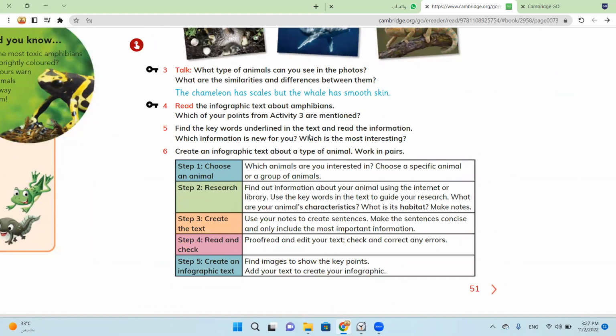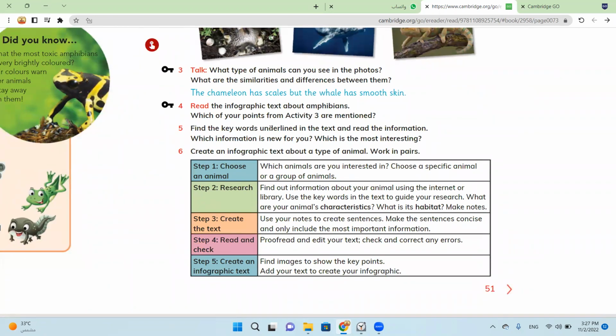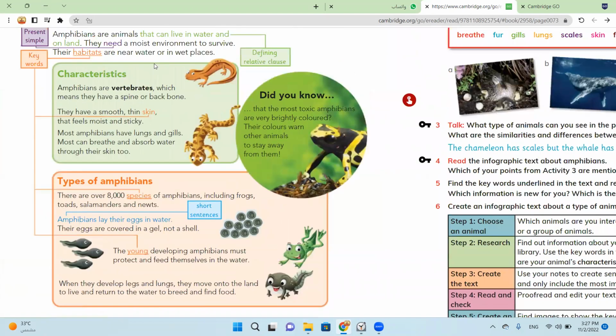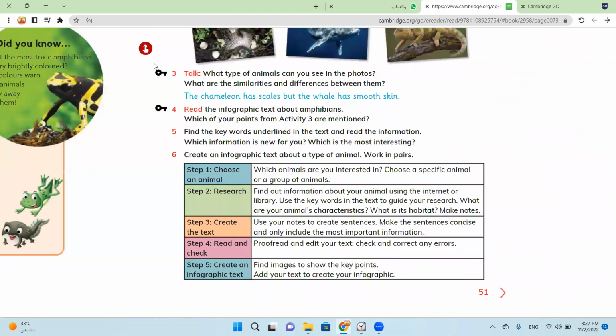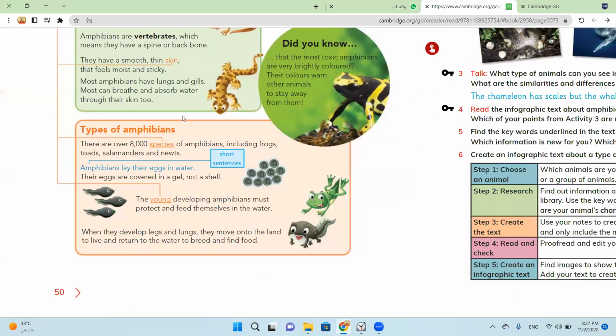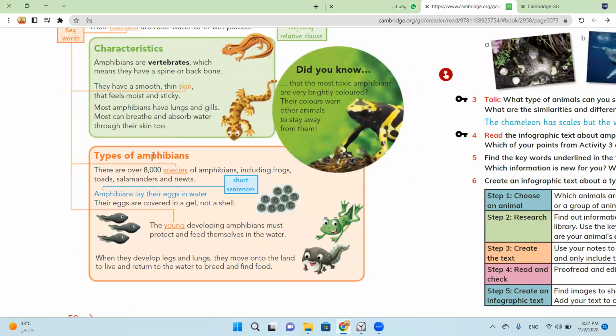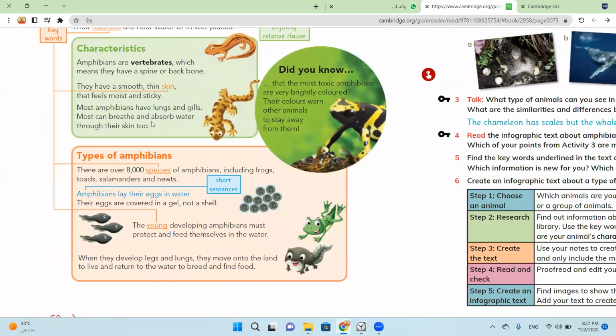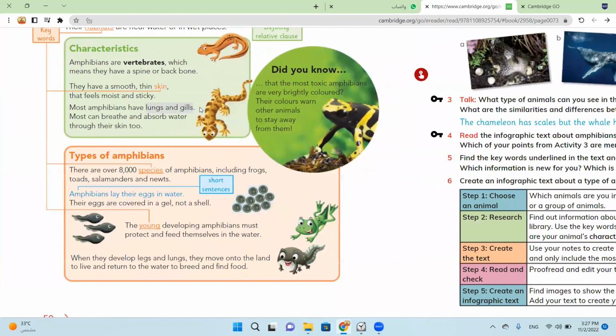Find the keywords underlined in the text and read the information. Which information is new for you? Keywords underlined like species, young, which is the most interesting. So you can read again the characteristics and types of amphibians text. Try to find an interesting information. The most interesting information for me is actually that amphibians have lungs and gills, right?